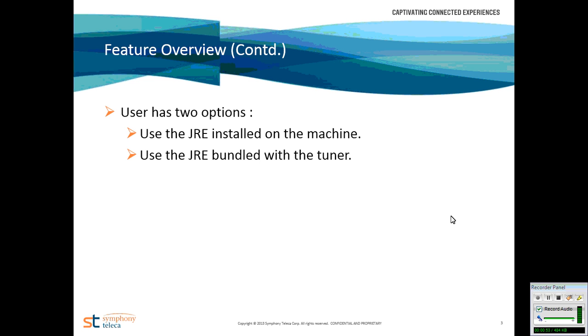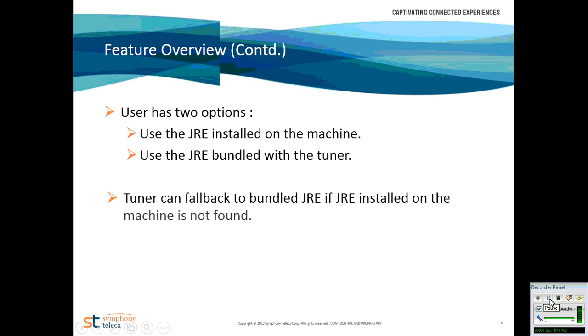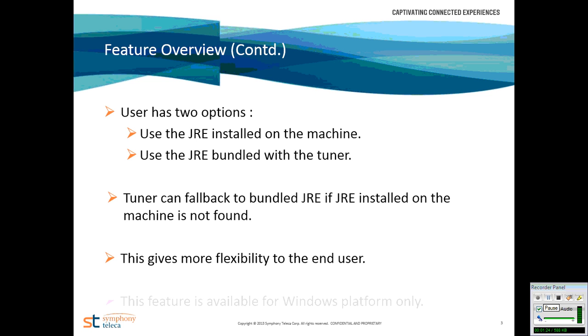The user has two options. User can use the JRE that is installed on the machine, or user can use the JRE that is bundled with the tuner. Tuner can fall back to bundled JRE if there is no JRE installed on the machine, or if the JRE installed on the machine is not found. So we have also introduced a fallback mechanism. And this gives more flexibility to the end user in terms of the JRE that is being used.